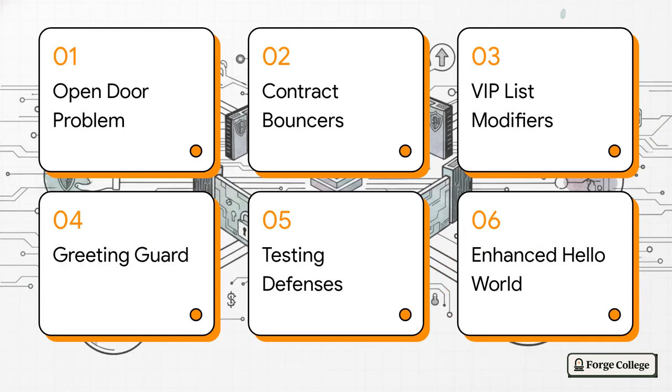Think of this agenda as our engineering blueprint. We'll be covering: 1. The open door problem. 2. Meet your contract bouncers. 3. The VIP list modifiers. 4. Building the greeting guard. 5. Testing your defenses. And 6. The enhanced hello world. Let's just jump right in.